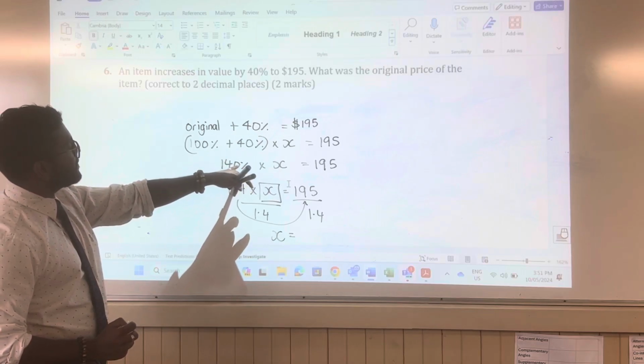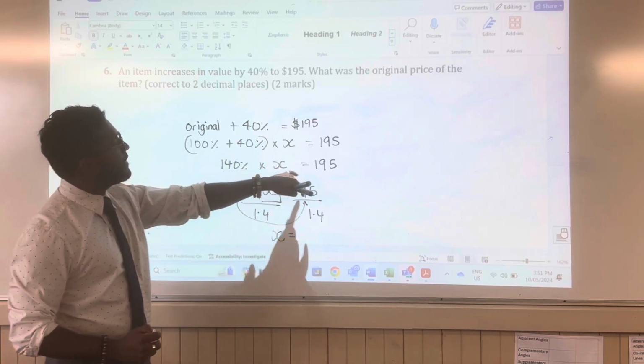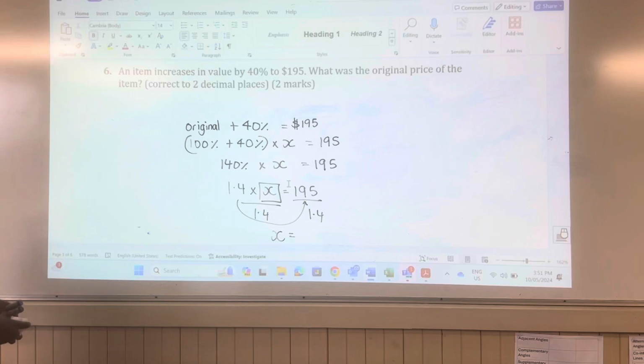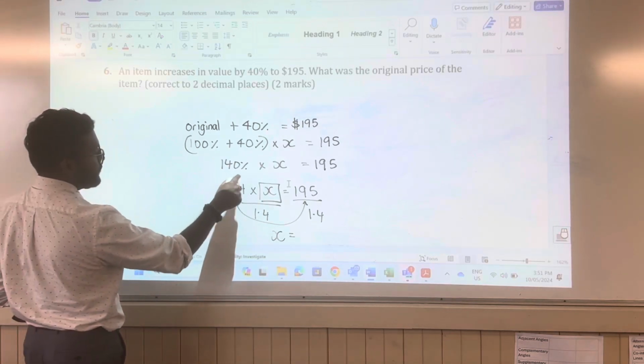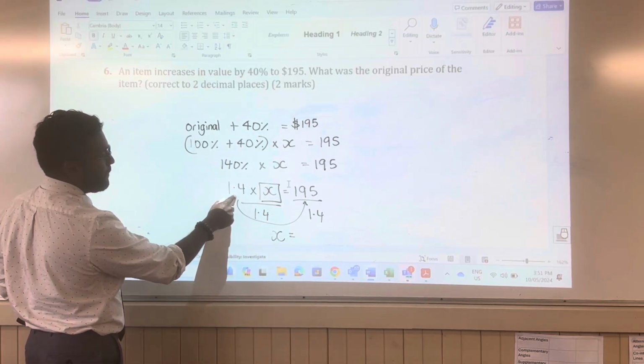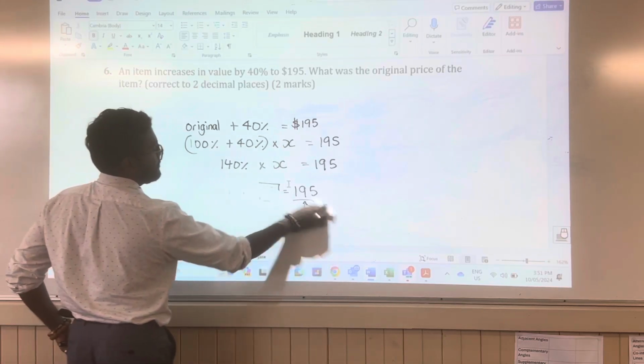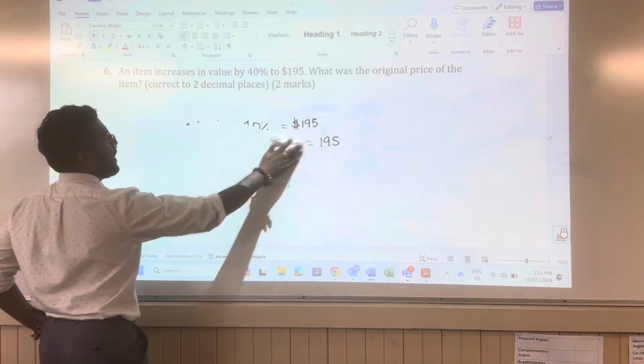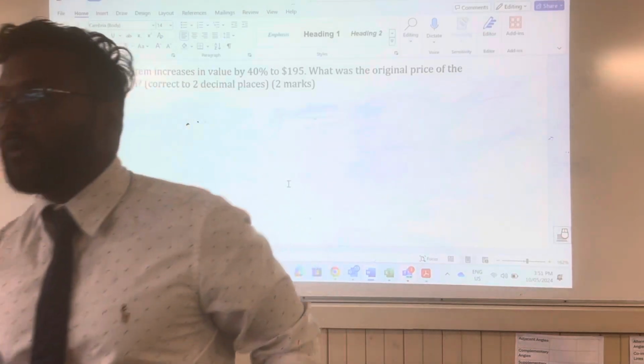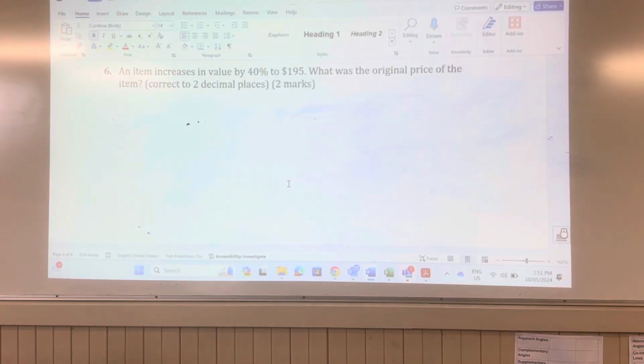So 140% of original item is equal to $195, and then solving. I've changed that to a decimal, a number, so it's easier to divide. So that's how you approach that particular question when you're trying to find the cost of an original item.